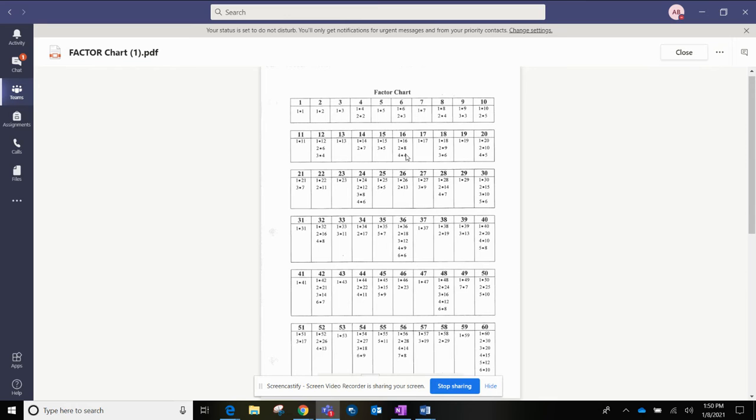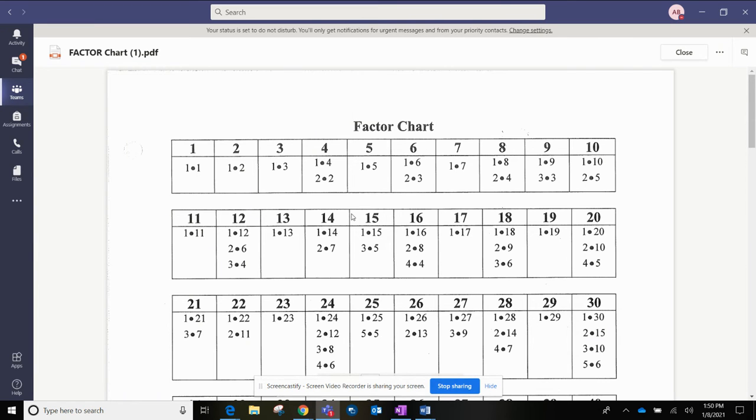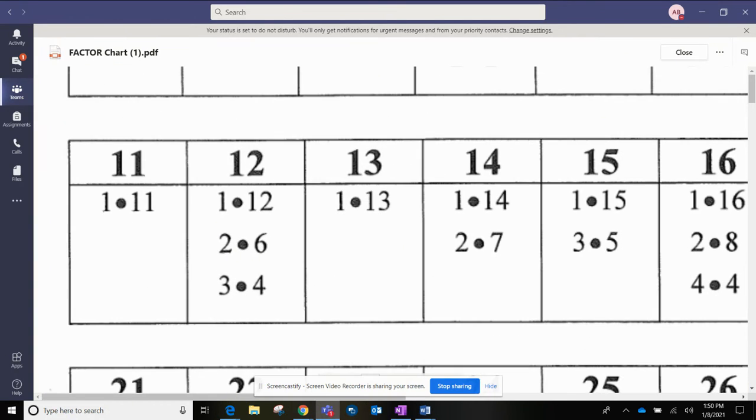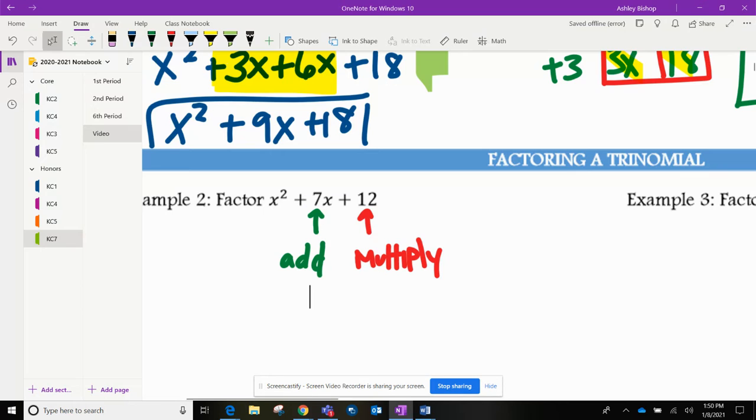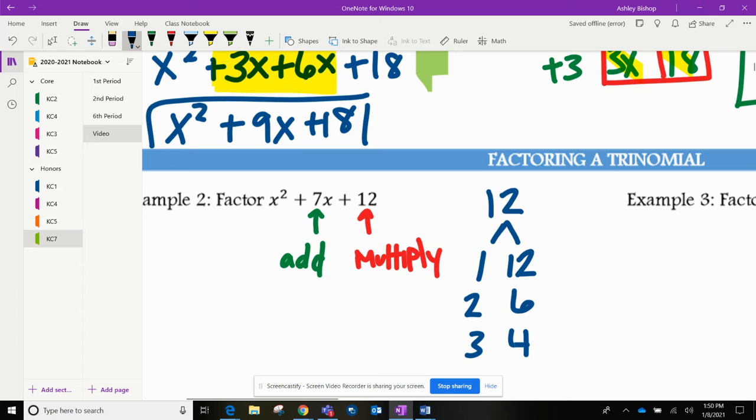Totally cool. This factor chart gives you numbers 1 through 100 and all of the numbers that multiply together to get it. So for instance, we want to find the numbers that multiply to get me 12. And so here's 12. So 1 and 12, 2 and 6, and 3 and 4 are all numbers that I can multiply together to get 12. So I'm going to go write that down. And you want to show this work. This is the work you want to show. So here's 12. I have 1 and 12, 2 and 6, and 3 and 4. And those came straight from my factor chart, or you knew that off the top of your head.